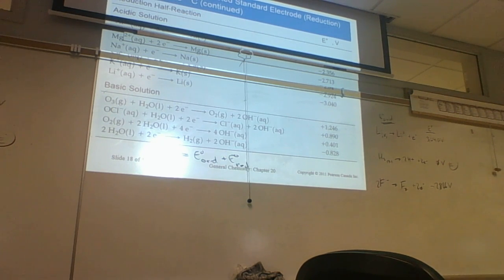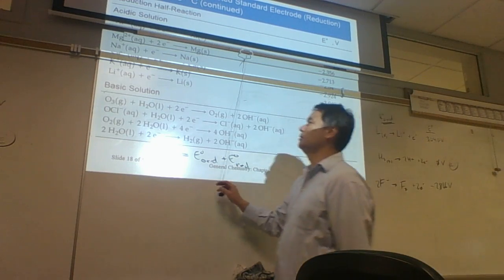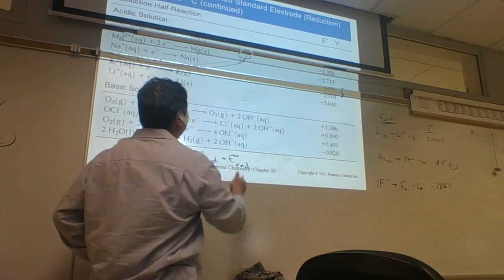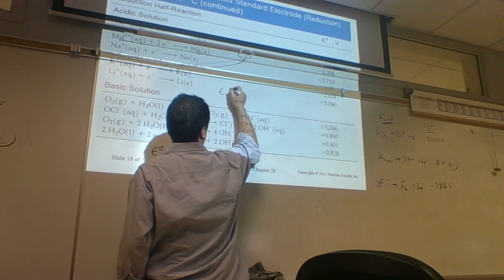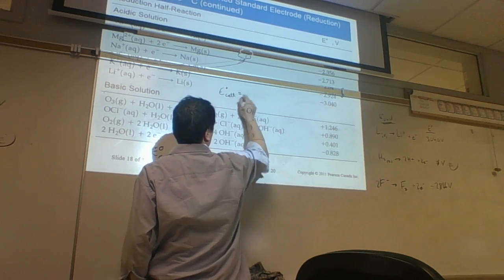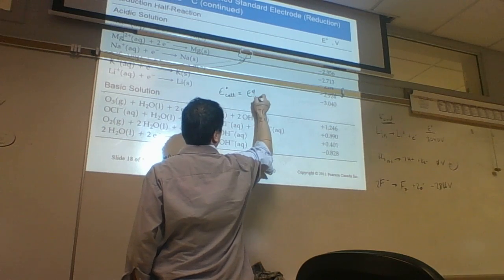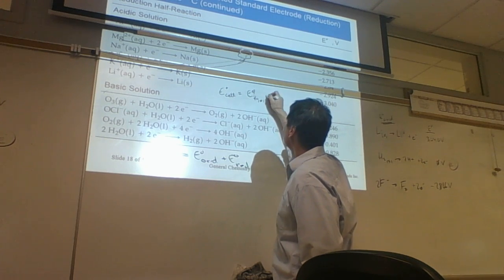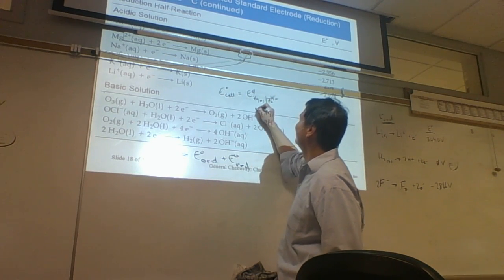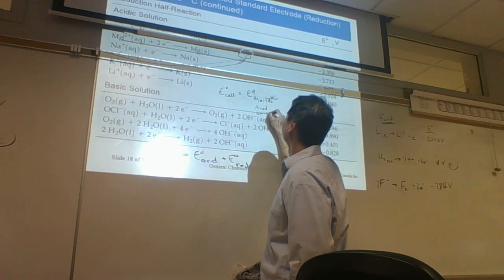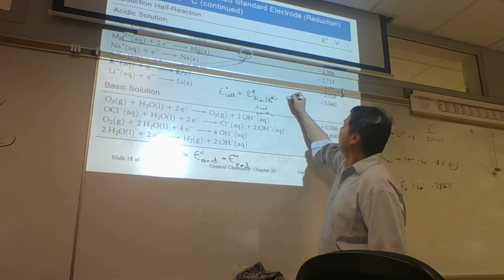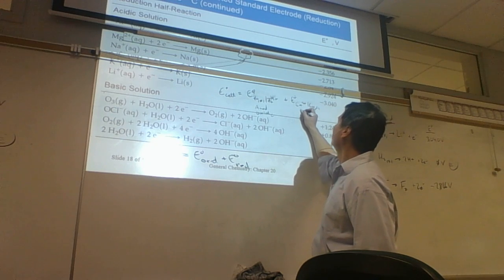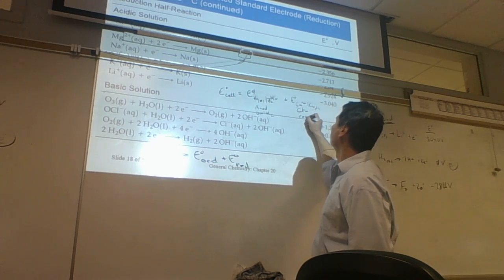And so let's do the previous problem that we looked at earlier. For E naught of the cell, we're looking at the zinc. So this is Zn solid goes to Zn2 plus. This is what we call the anode, or the oxidation, plus E naught of copper 2 plus goes to copper solid. This is what we call the cathode, or reduction.